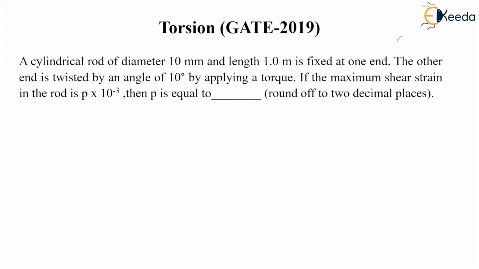P? So this is the question of torsion, where a cylindrical rod is given to us, and the diameter of that rod is also given. Length is given to us. One end is fixed and the other end is twisted. Torque is applied by twisting, and a 10-degree twist is achieved by applying the torque. If the maximum shear strain in the rod is P into 10 power minus 3, then what is the value of P here? This we have to find out. So let us solve this question.